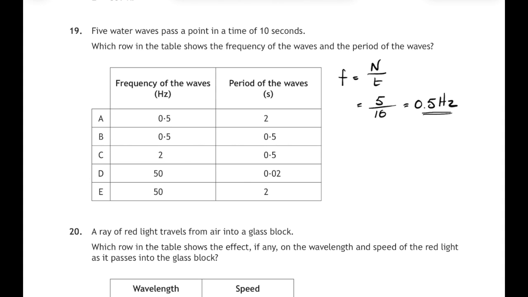That's 0.5 hertz. And then if we know the frequency, then the period is equal to 1 over the frequency. 1 divided by 0.5 is equal to 2 seconds. So which row in the table matches these two? 0.5 hertz and 2 seconds. That's answer A.